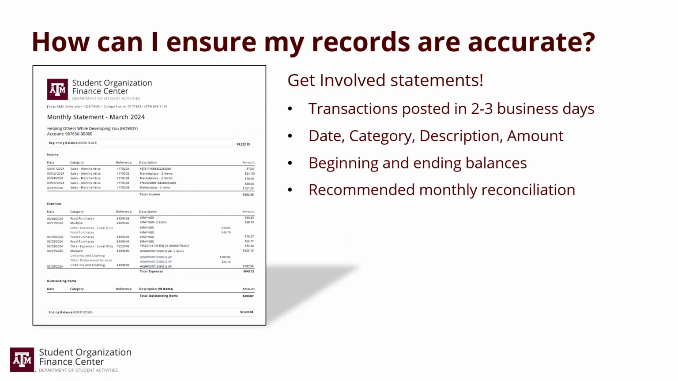One final point to cover here is the Get Involved statements that I've been referring to throughout this presentation. Every student organization will have monthly statements posted to their online Get Involved account where you can see a list of all the transactions that pass through the SOFC from month to month, separated by account. Transactions are posted within 2 to 3 business days, and the platform is updated every single night. Get Involved statements will have information like that which you've added to your ledger, including date, category, description, and amount for every transaction, as well as beginning and ending balances on the top and the bottom of this statement.